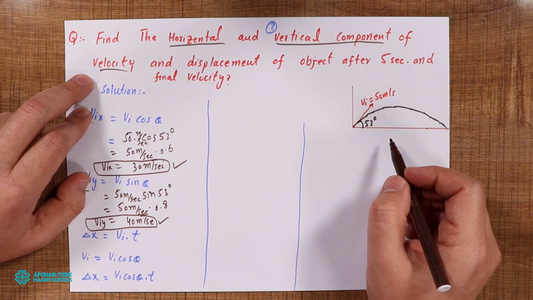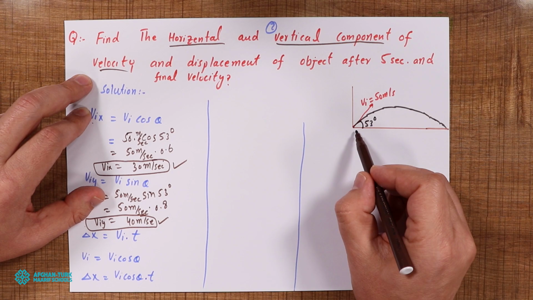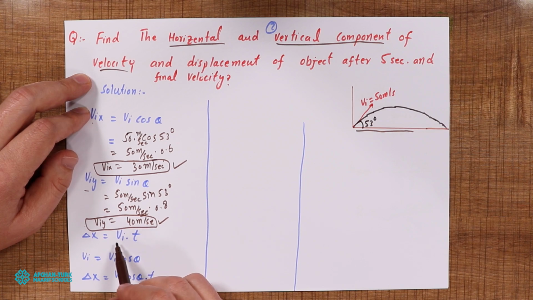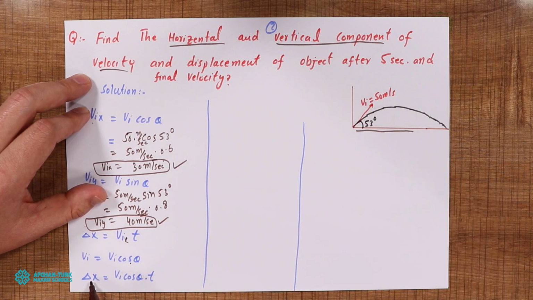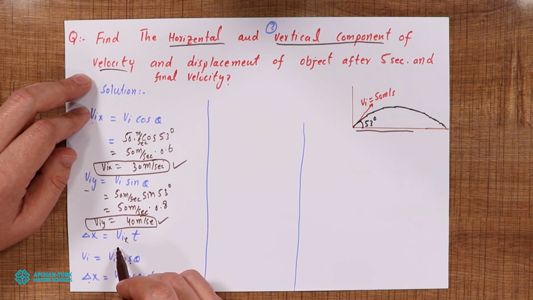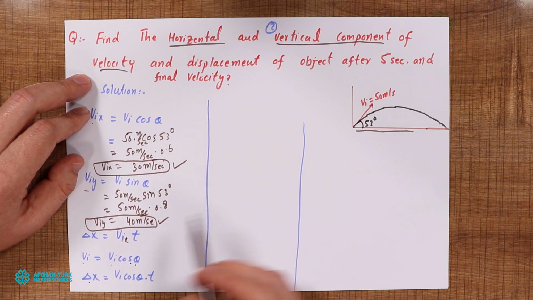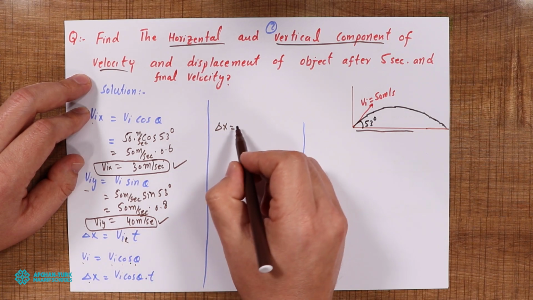After this they ask for the displacement of the object after 5 seconds. The simple formula here is vi times t. In this case, on the horizontal side, vi is equal to vi cosine theta. So delta x will be equal to, using the special case formula, vi cosine theta, since the horizontal component stays the same.